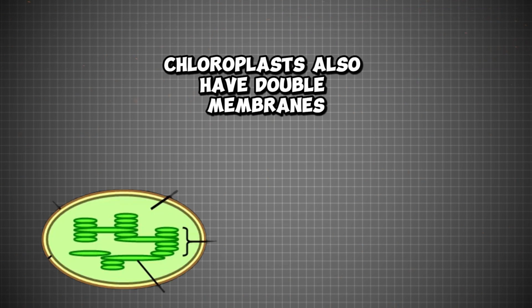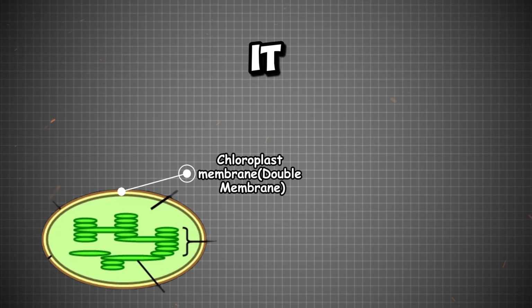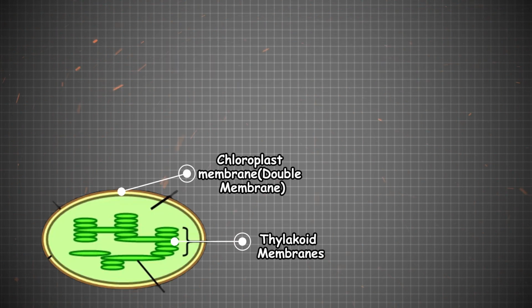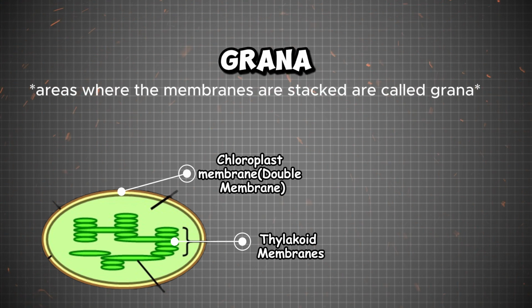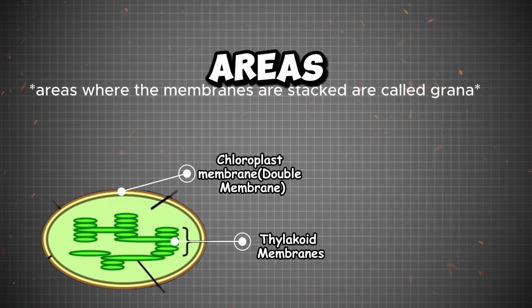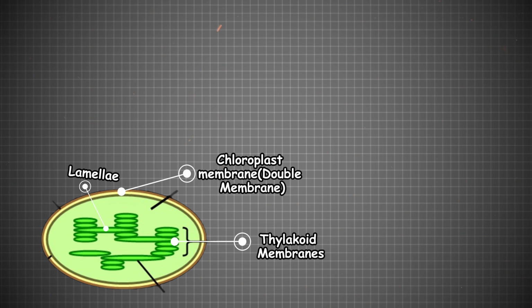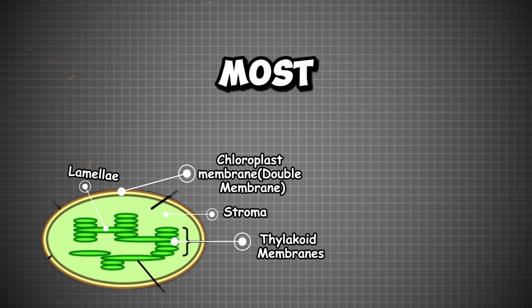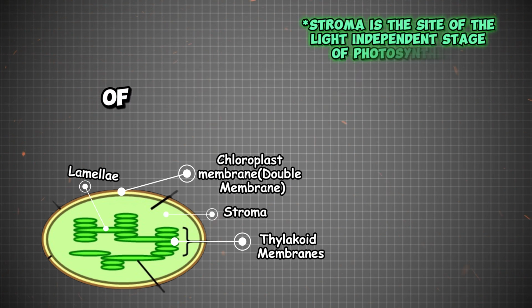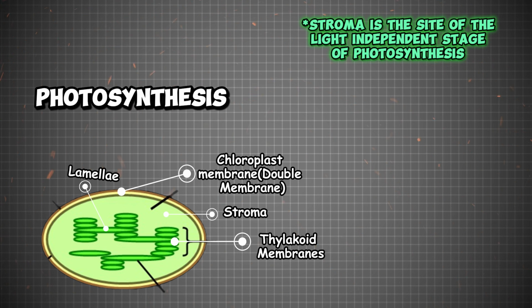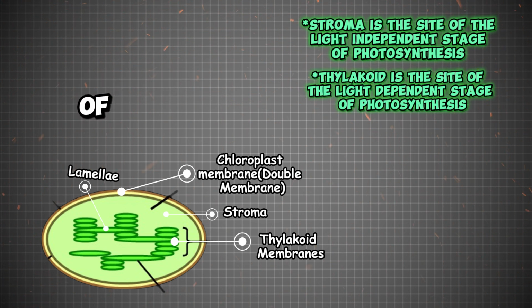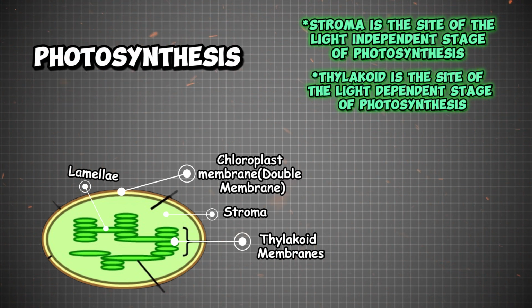Chloroplasts. Chloroplasts also have double membranes. Within it is a network of thylakoid membranes. These stacked membranes are called grana, singular granum, and the areas where they are connected are called lamellae. The stroma is a gel-like fluid that fills most of the chloroplasts, and it is the site of the light-independent stage of photosynthesis. The thylakoid network is the site of the light-dependent stage of photosynthesis.